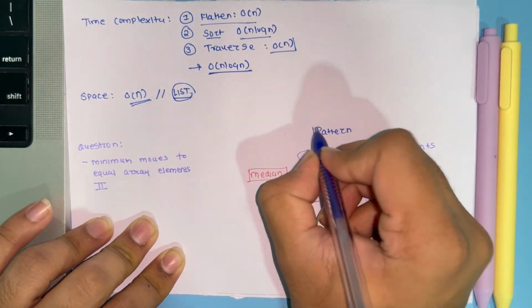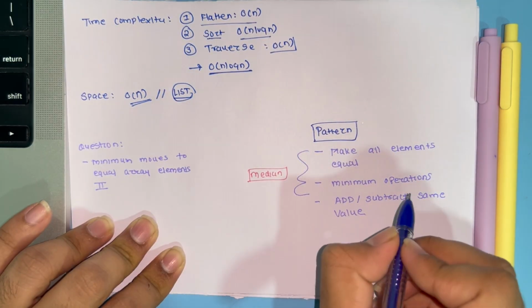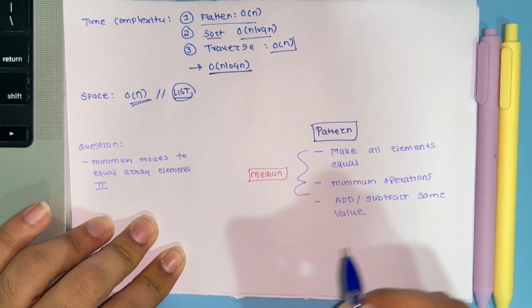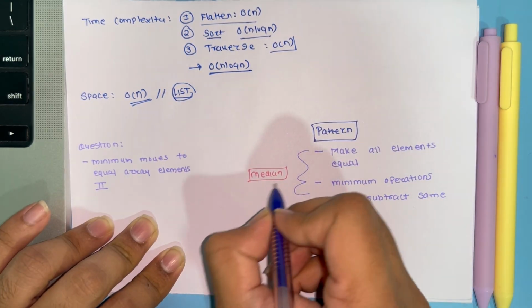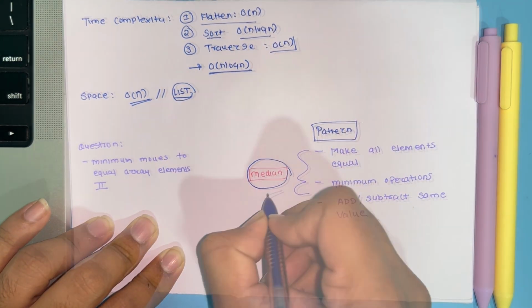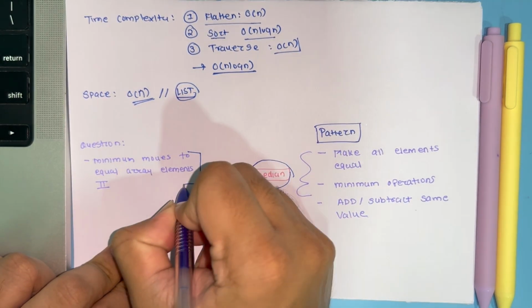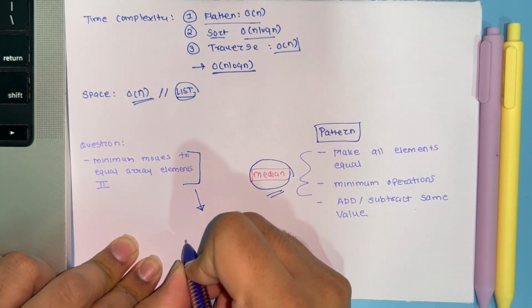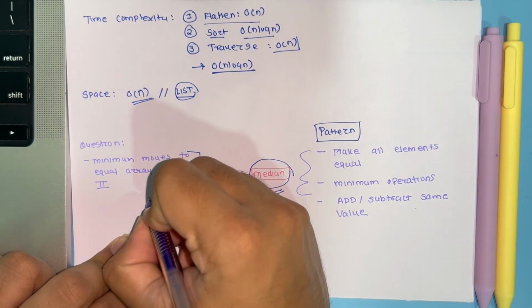Okay, so how to recognize this pattern? Whenever you see that we are making all the elements equal, or we have to calculate minimum operations and you are just adding or subtracting some value, just think that calculating the median can help. If you have understood this concept, you can try solving this question. You will be able to connect the dots and solve it in 2 minutes. Try solving this as homework.